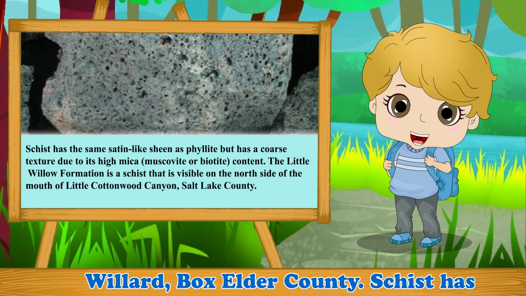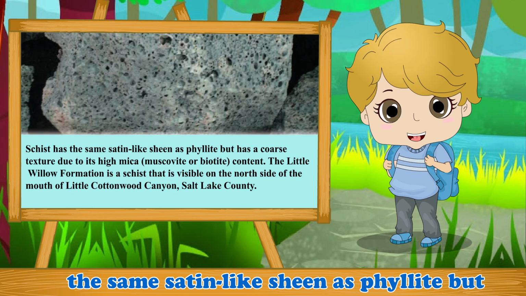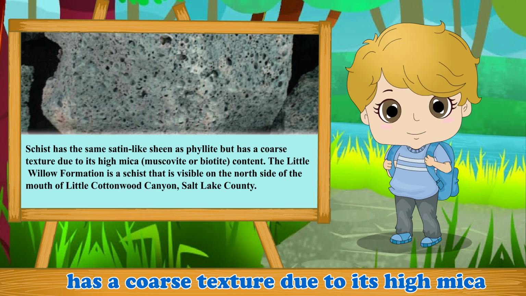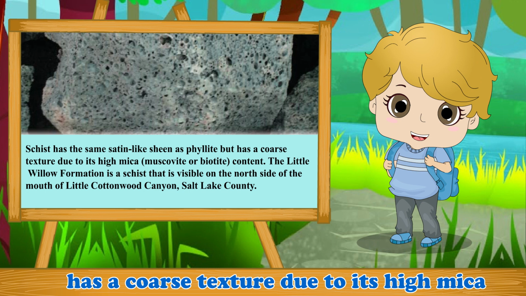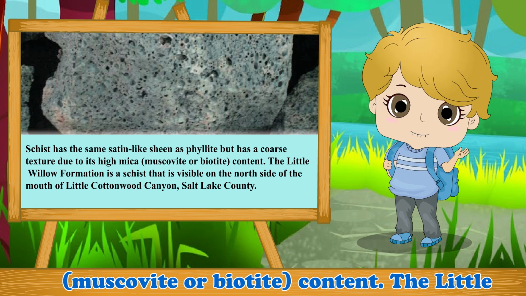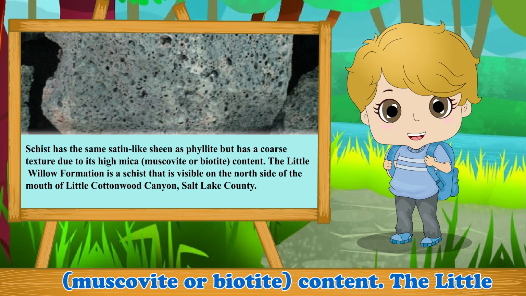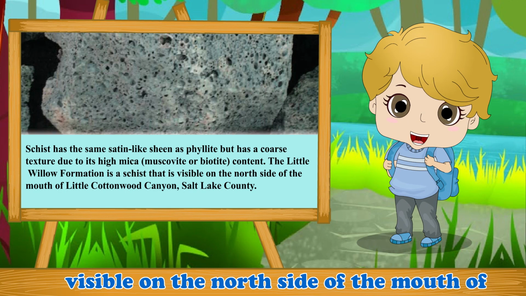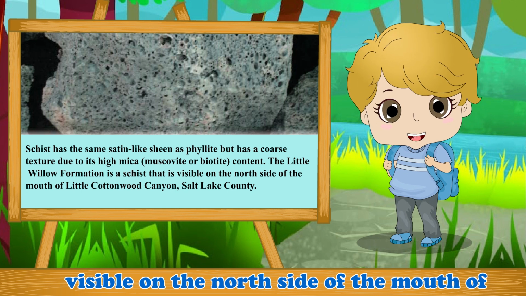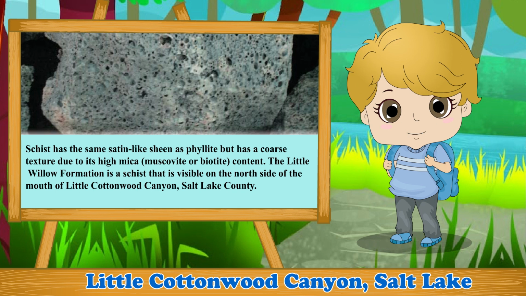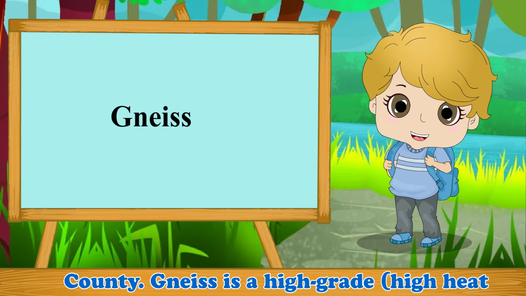Schist. Schist has the same satin-like sheen as phyllite but has a coarse texture due to its high mica, muscovite or biotite content. The Little Willow Formation is a schist that is visible on the north side of the mouth of Little Cottonwood Canyon, Salt Lake County.